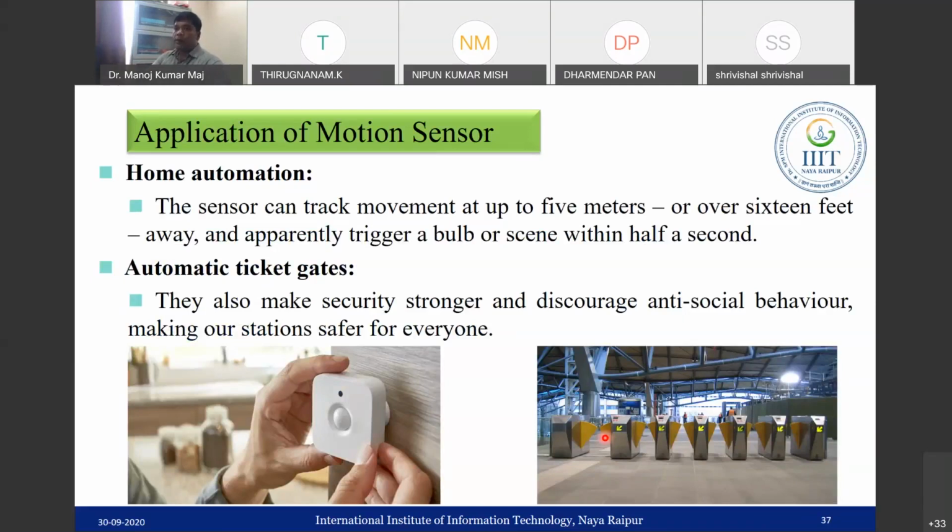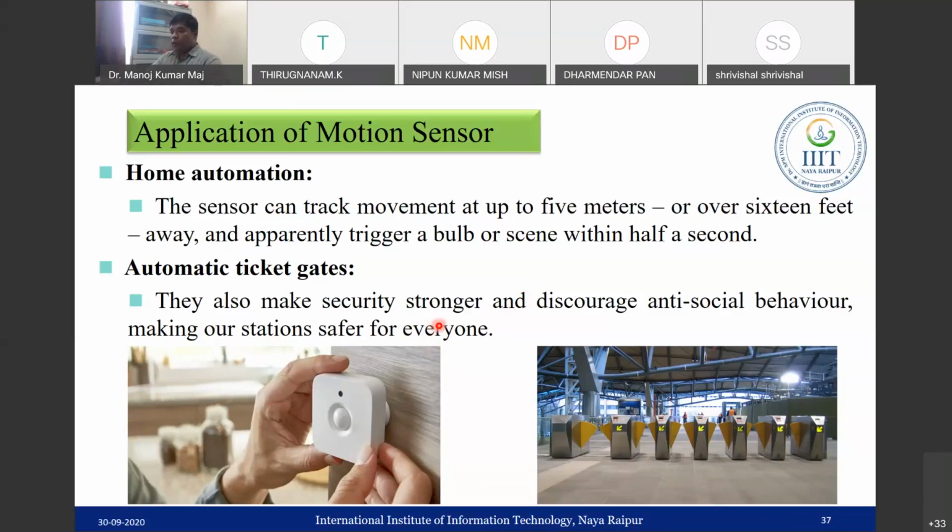So these are some of the practical applications of the motion sensor. We can see that in the case of home automation, we can use the motion sensor. It can detect up to 5 meters, or maybe 16 feet away, and it can trigger a bulb, or maybe a scene, within half a second. We can also use the motion sensor in ticket gates, like in our metro station, our cinema hall, our airport.